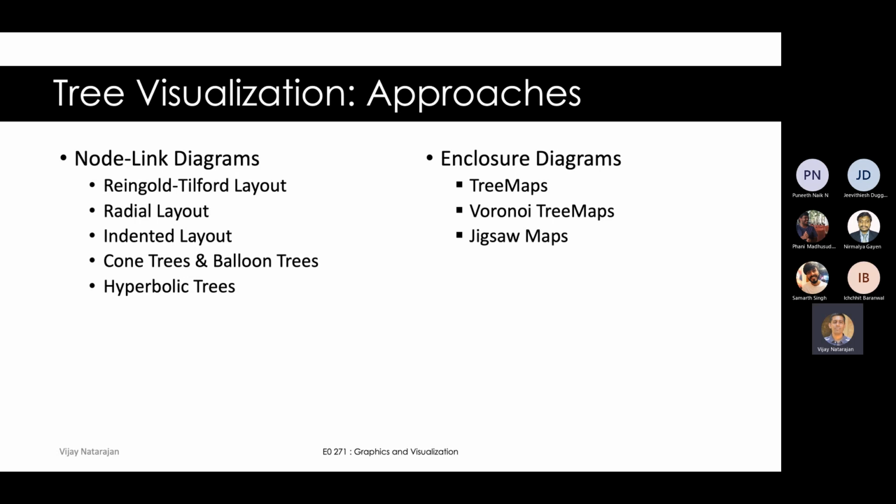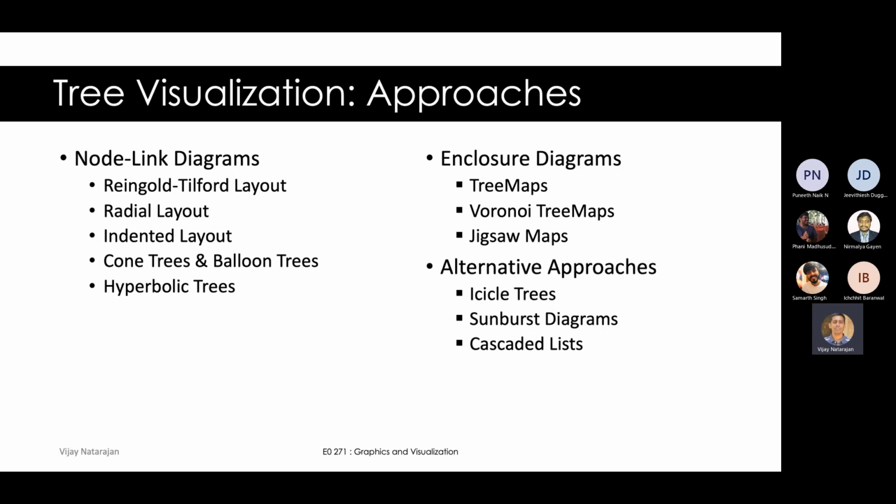Another approach to tree visualization is to capture the hierarchy in the tree via enclosures. So we have seen this already, tree maps. There are versions of these tree maps called Voronoi TreeMaps. We'll see an example. And other ways to capture this hierarchy via enclosure, something called jigsaw maps, and so on. And there are completely alternate approaches. We'll see a few examples that have been designed to efficiently support certain tasks.